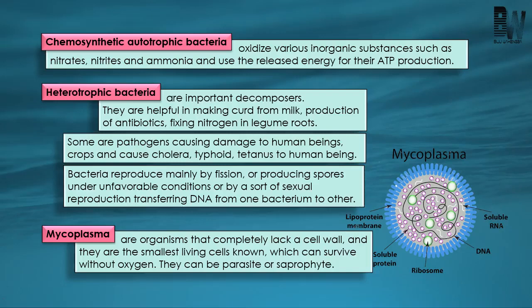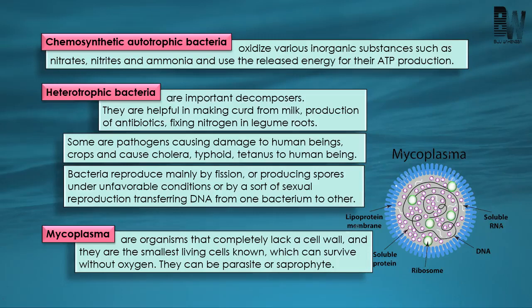So bacteria can synthesize their own food. Without sunlight, using inorganic substances like nitrate, nitrite, ammonia, they break them down through oxidation, and energy will be released. Using that energy, some bacteria can synthesize their own food, and we call them chemosynthetic bacteria. Okay.